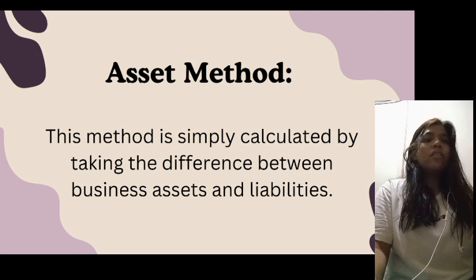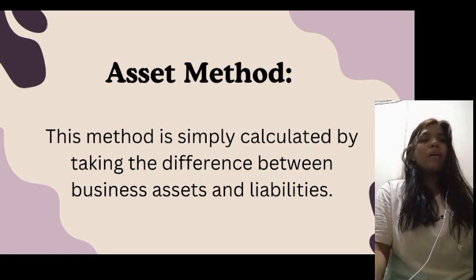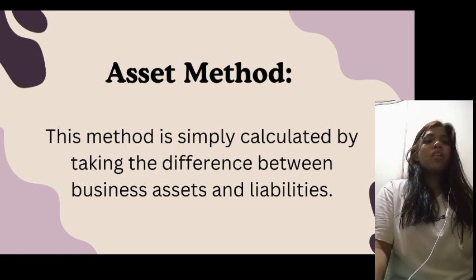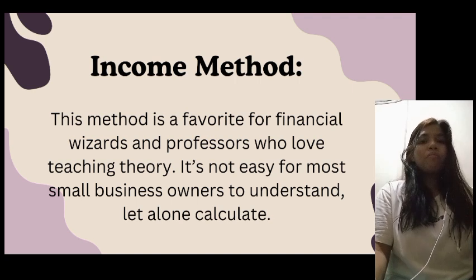Asset method. This method is simply calculated by taking the difference between business assets and liabilities. For example, if you have $100,000 in assets and $20,000 in liabilities, the value of your business is $80,000. $100,000 minus $20,000 equals $80,000. Typically, this is not the valuation method you want to use if you have a profitable going concern business.